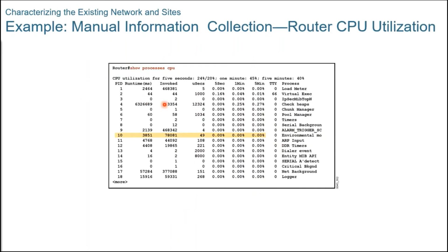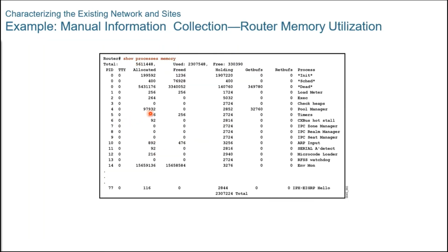Now the figure here illustrates a sample output from the show processes cpu command on a Cisco router. The output displays information about network device utilization, which is important for describing the network health. Another example here: this figure illustrates a sample output from the show processes memory command on a Cisco router.